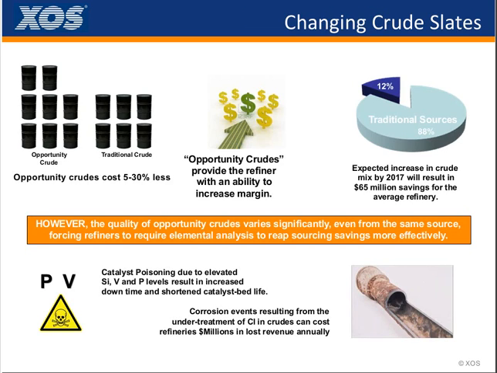So one of the main factors for this, and again, I apologize if some of you already are well aware of this stuff, but it's the changing crude sources in the world. You have your opportunity crudes out there that are costing 5 to 30% less. And they provide a refiner with the ability to increase their margins, right? And so what XOS would like to be able to help you to do is help you to understand those crudes better. Some of these crudes are coming from underneath the sea, they're coming from the shale plays, they're coming from upgrading from tar sands.